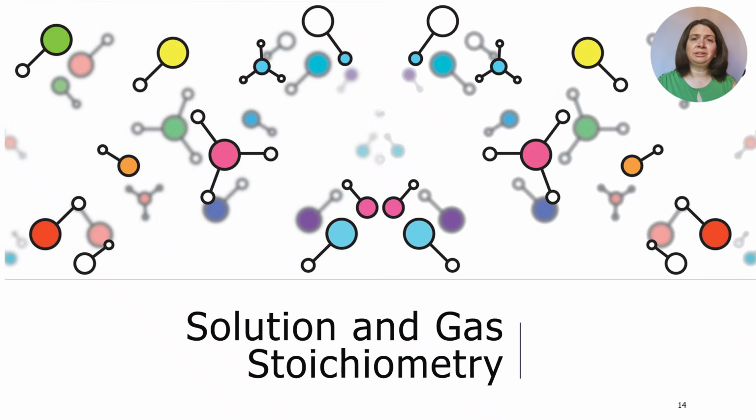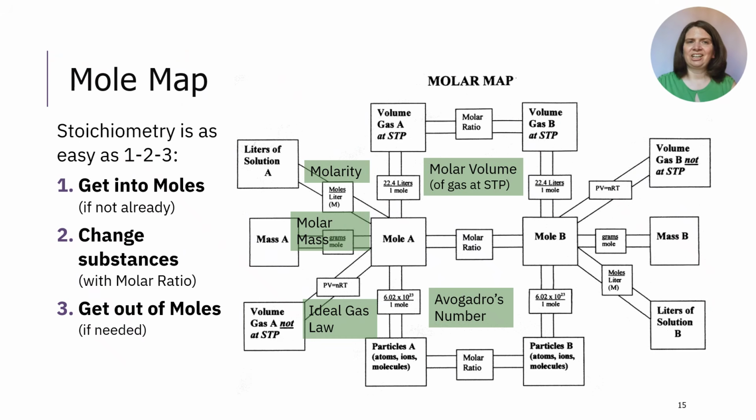In this video, we look at examples of stoichiometry involving aqueous solutions and gases. Recall from the last video that stoichiometry is as easy as 1, 2, 3. Step 1. Get into moles if not already in moles. Step 2. Change substances using the molar ratio from the balanced chemical equation. And step 3. Get out of moles if needed. The molar map can help you identify which conversion factors are needed for steps 1 and 3.